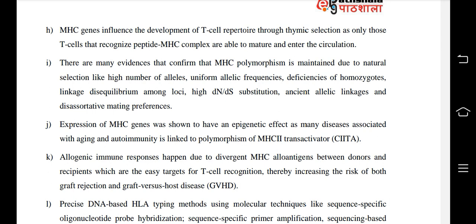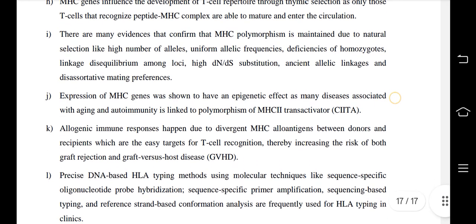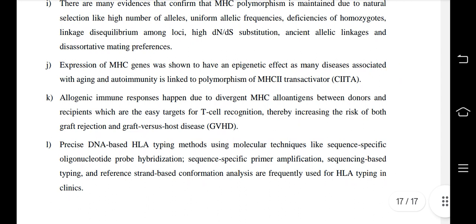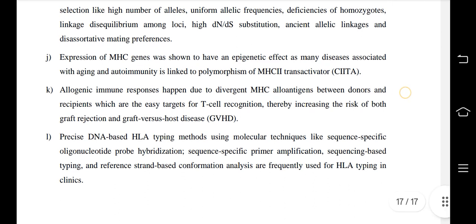So, expression of MHC genes was shown to have an epigenetic effect, as many diseases associated with aging and autoimmunity are linked to polymorphism of the MHC2 transactivator. Allogenic immune response happens due to divergent MHC alloantigens between donors and recipients, which are easy targets for T cell recognition, thereby increasing the risk of both graft rejection and graft versus host disease.